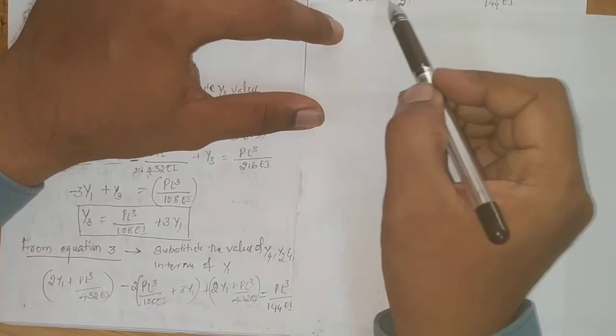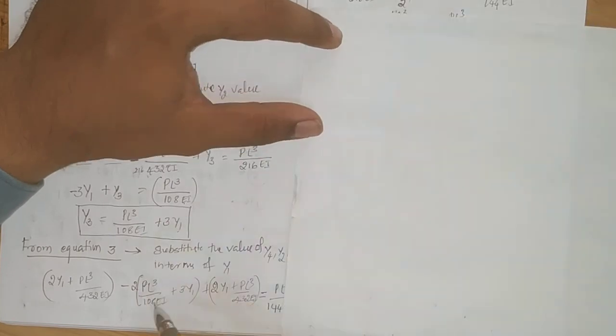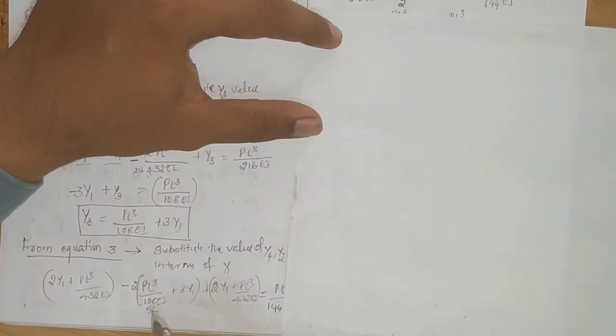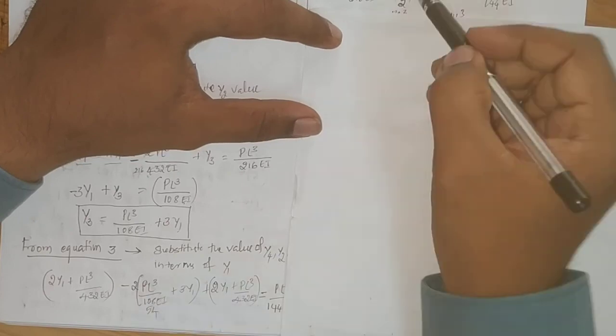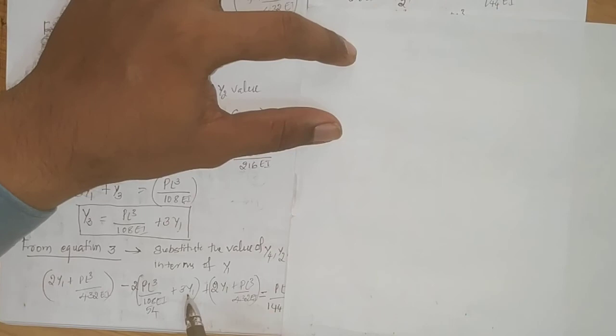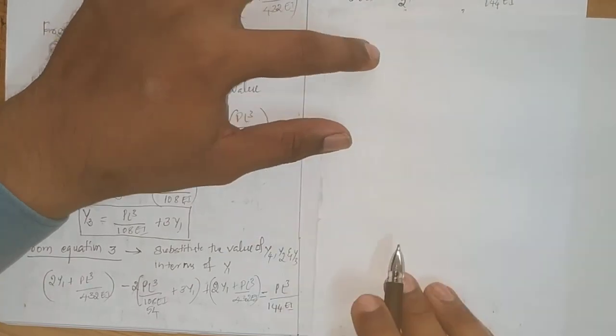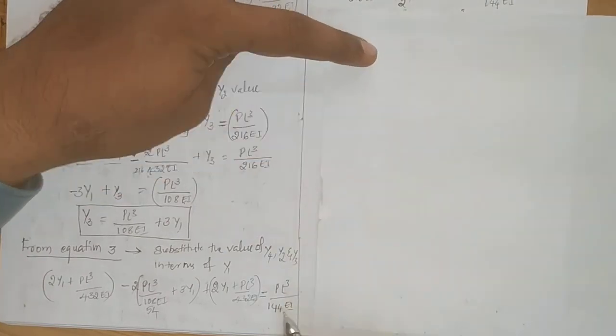So PL cube by 216EI minus, so 2 into 54. Okay, this will go 54 times. Okay, therefore PL cube by 54EI, and minus 6y1, right, which is equal to PL cube by 144EI.